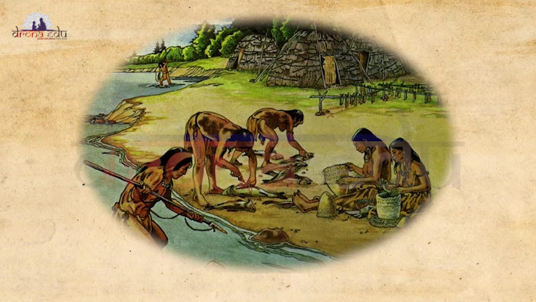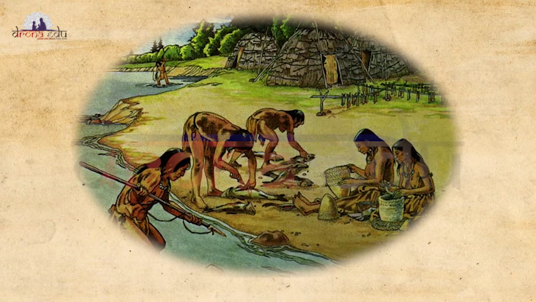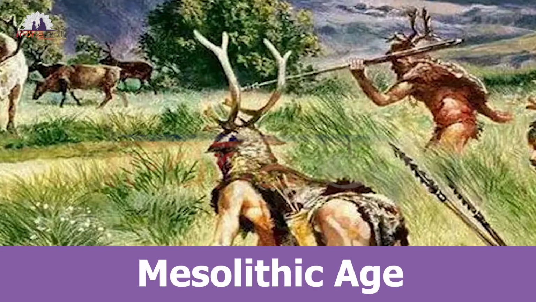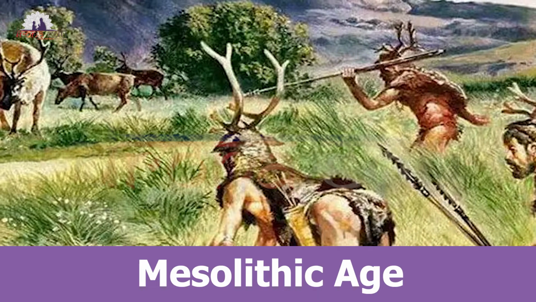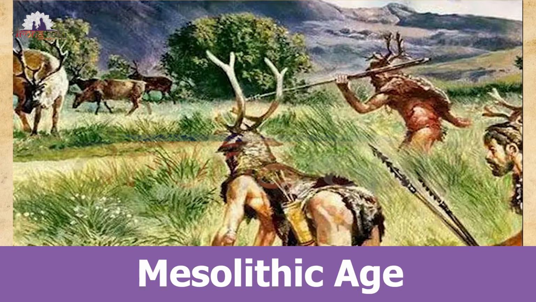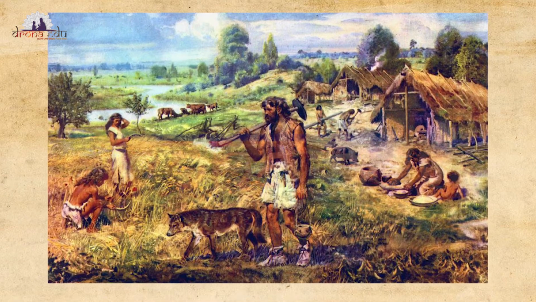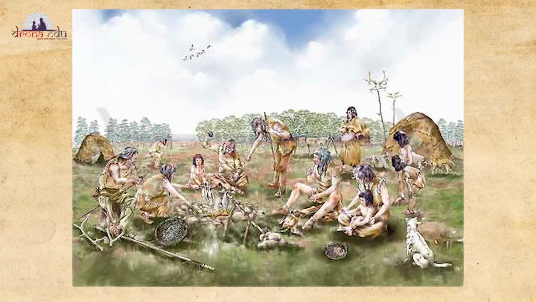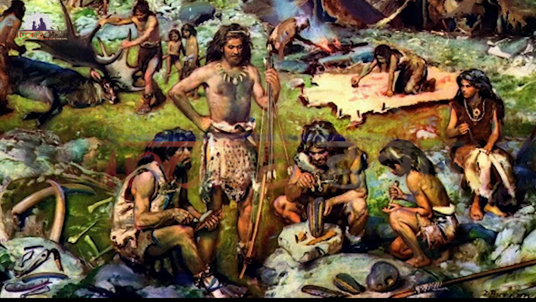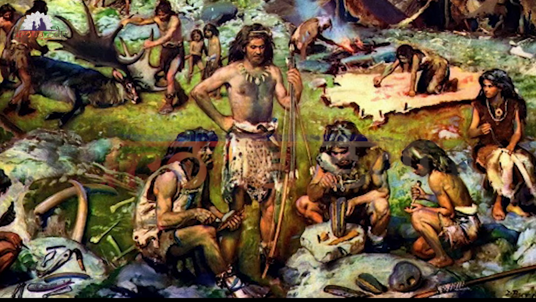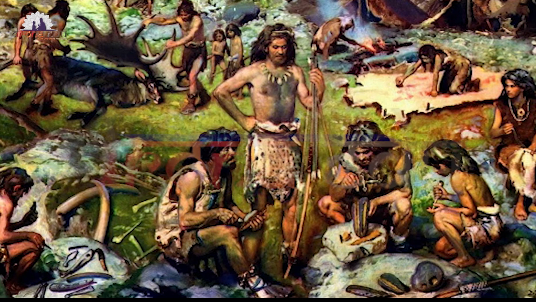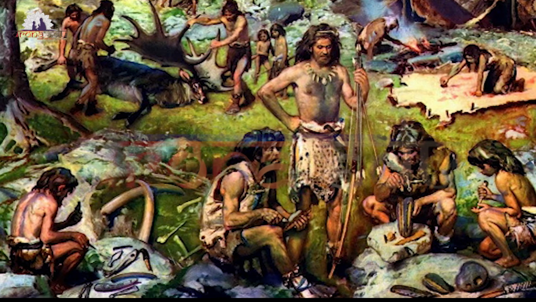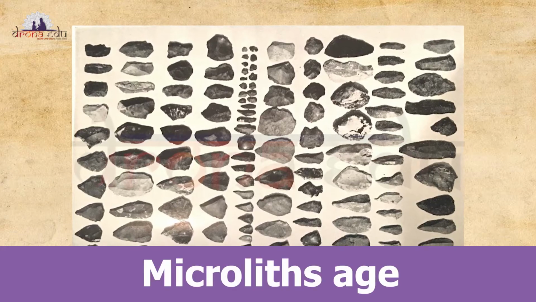So after learning about the Paleolithic age, we will go further for the second age, that is the Mesolithic age. This period is between the Paleolithic and Neolithic ages, so this is known as the Mesolithic age. During this period, human beings started using small tools that were more efficient than the bigger ones. Hence, this period is also called the Microlithic age.